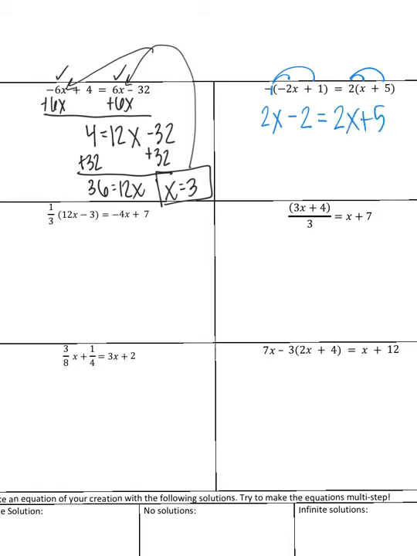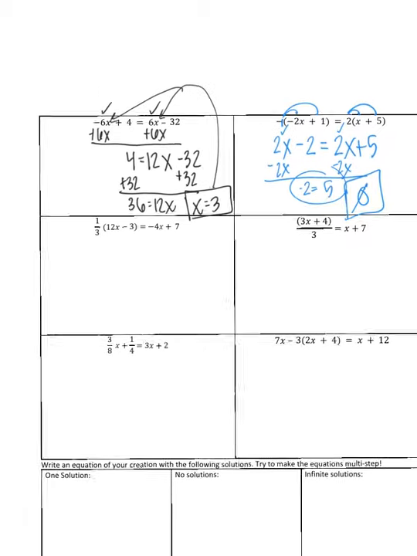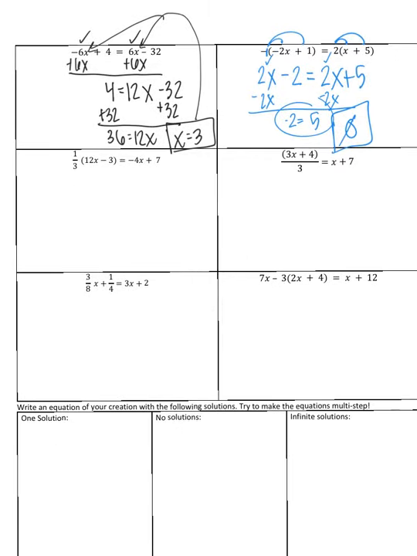Now, hopefully you're able to see, oh, my x's are going to cancel because they're exactly the same. We subtract the 2x, move it on over, carry down what's left over. Is this true? Absolutely not. Another case of no solution. I want you to pause the screen and try out these next two equations. I'll give you the answer to those in just a minute.